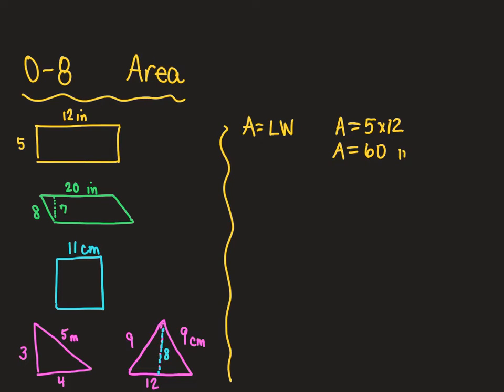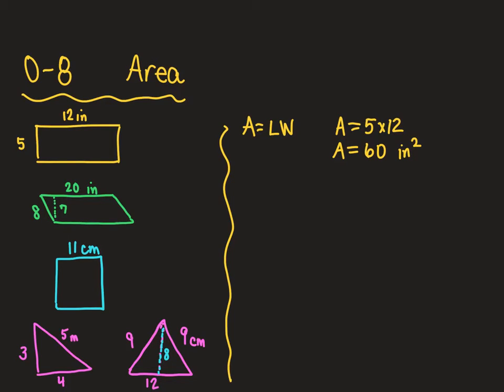My label would be inches with a tiny 2 as an exponent, because this is a two-dimensional shape. Perimeter was one-dimensional. You were just building a fence. Area, you're growing the garden inside. So it's a two-dimensional space, and we have to notate that with the label inches squared.